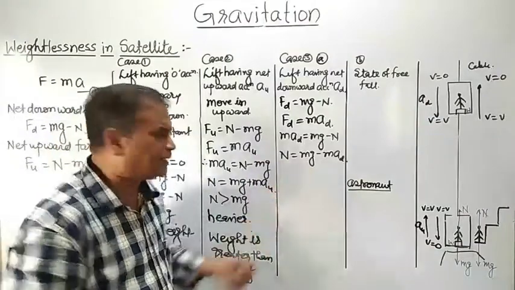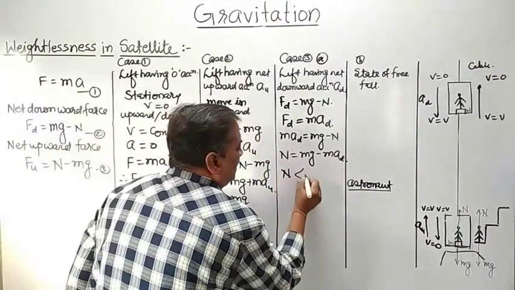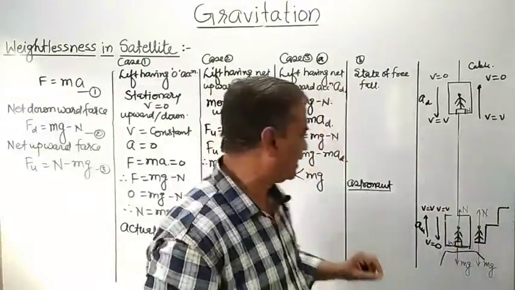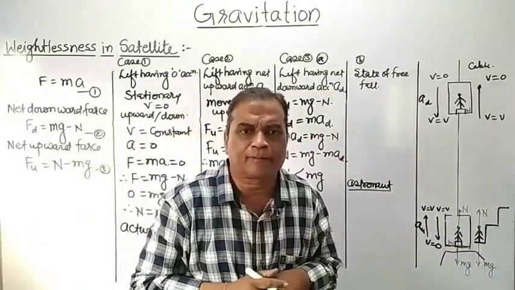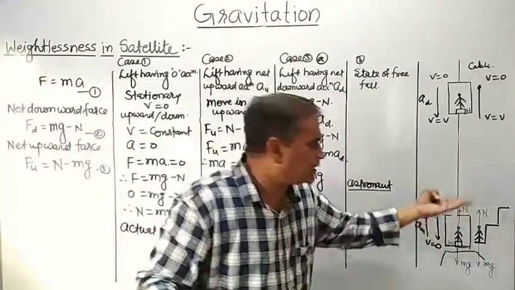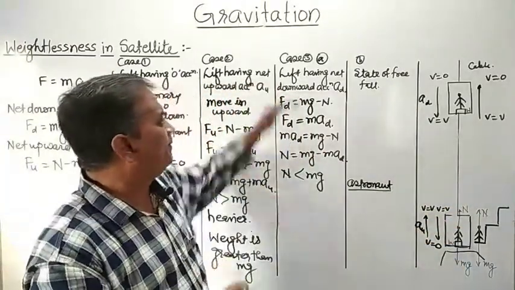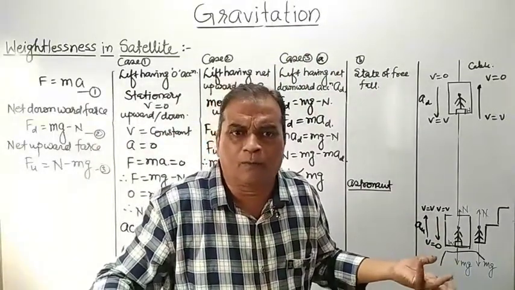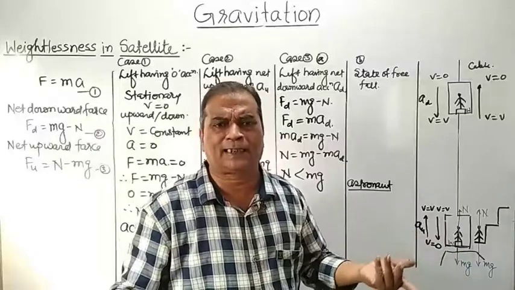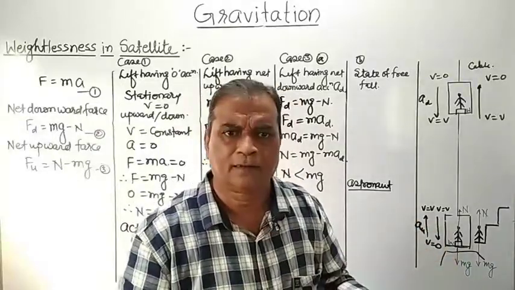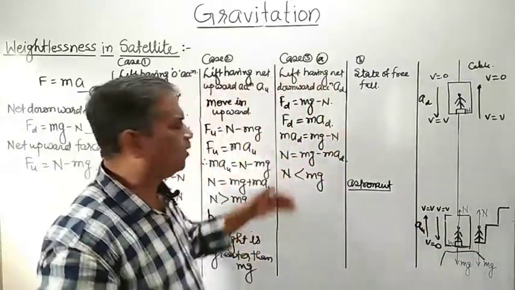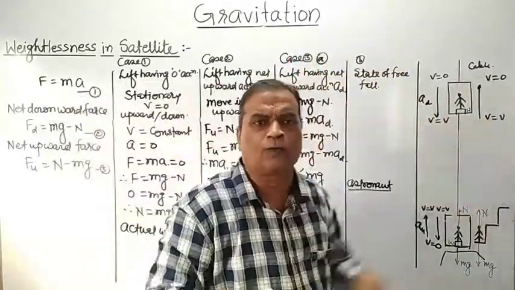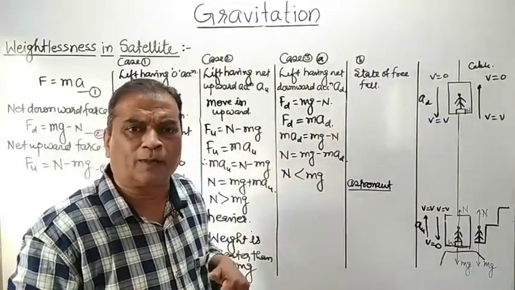And from this what you can say? N, the normal reaction acting on a passenger, is less than its actual weight. So that's why that passenger in the lift which is having a net downward acceleration will have a feeling of what? Lighter. He feels that his weight is what? Somewhat light. So passenger has a feeling of lighter weight when that lift is having what? Net downward acceleration.